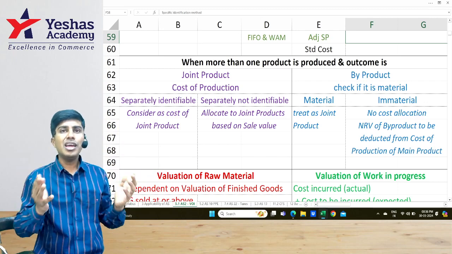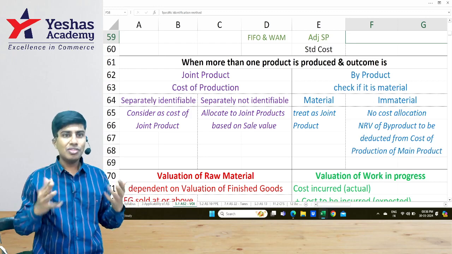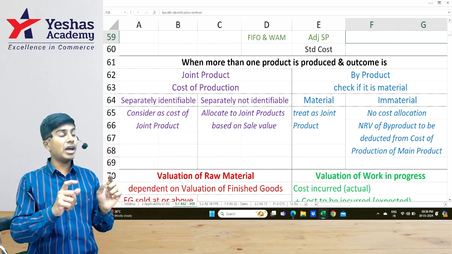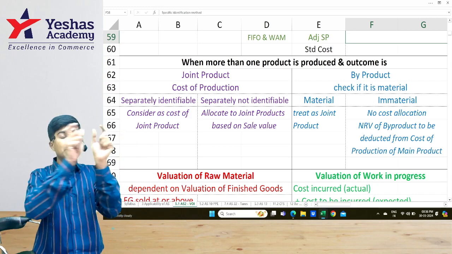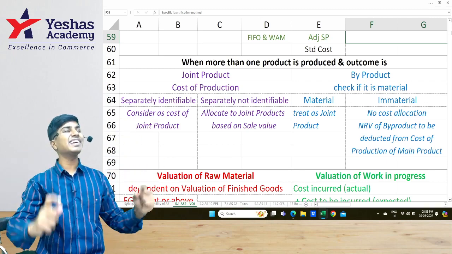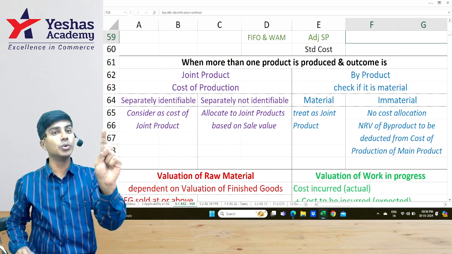How do we do it? On a common basis which is reasonable, viable and logical. That reasonable, viable, logical basis is sales value. That sales value can be taken for joint products at the time of sales, at the time of split off point, or at the final point of sale. Wherever it is more clearly and evidently available, such sales value will be taken, not sale units.